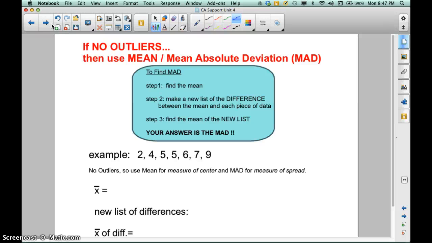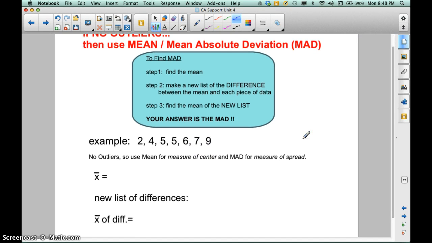Deviate is change or difference, and so what we're looking to do is find the difference from the mean for each piece of data. Let me show you the steps. This takes a few steps to do, but they're not particularly hard individually. The first step is to find the mean of the data that you're given. And so you know that mean is average. We're going to add up our data and divide by however many pieces there are. Go ahead and pause and do that now.